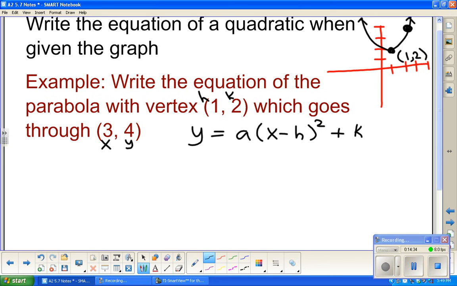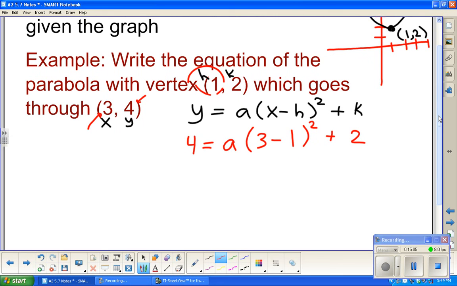Okay, if you remember doing this in linear, when you plugged into y equals mx plus b, it's kind of similar here. The y value we're plugging in is 4. Okay. The a is the thing that we don't know. That's the thing we're going to find. Okay, the x we do know is 3, minus h, which is 1. That all gets squared, plus k, which is 2. And all we really have to do is solve this thing for a, okay, and we can find our equation.